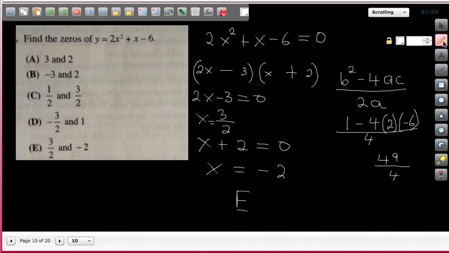Okay, let's look at this. Find the zeros of y is equal to 2x squared plus x minus 6. Again, I quickly did my discriminant. I found that the discriminant is a perfect square, so I could factor it.